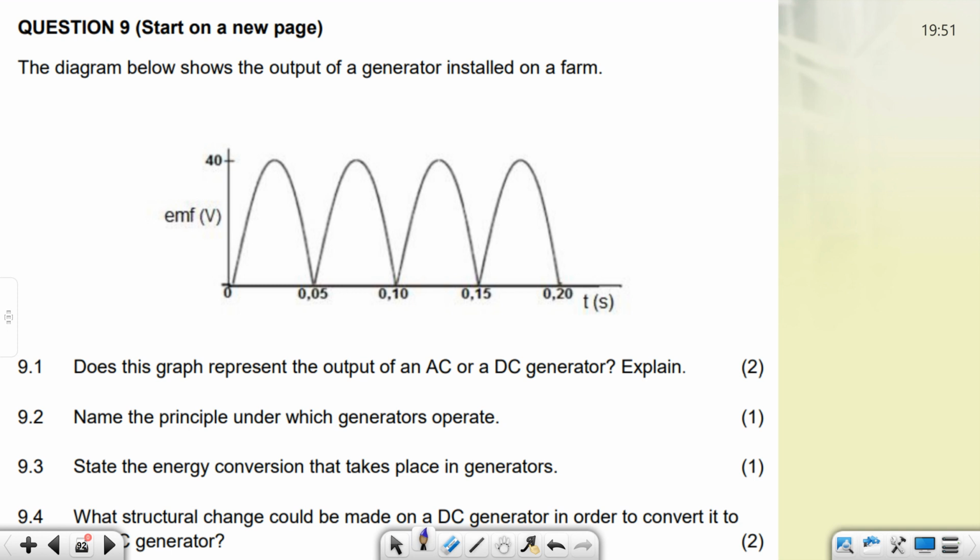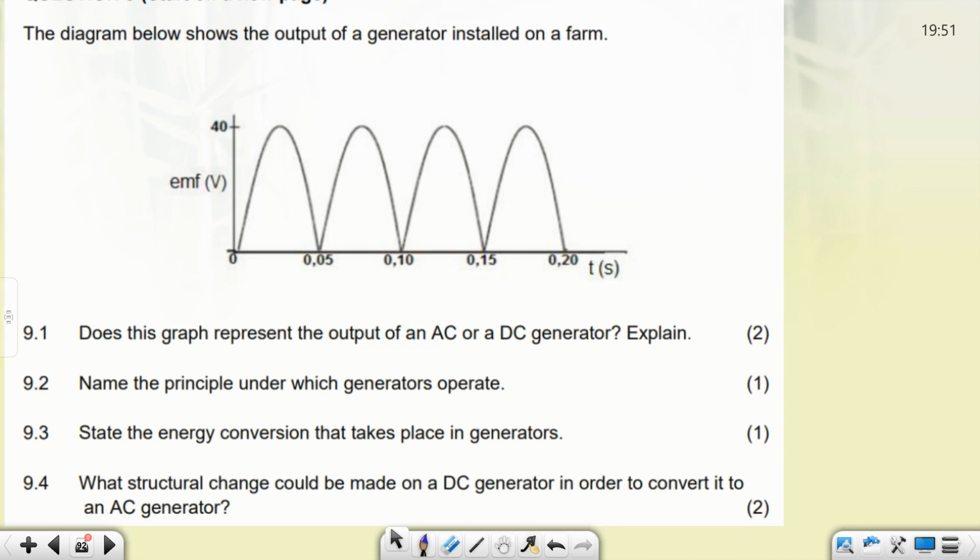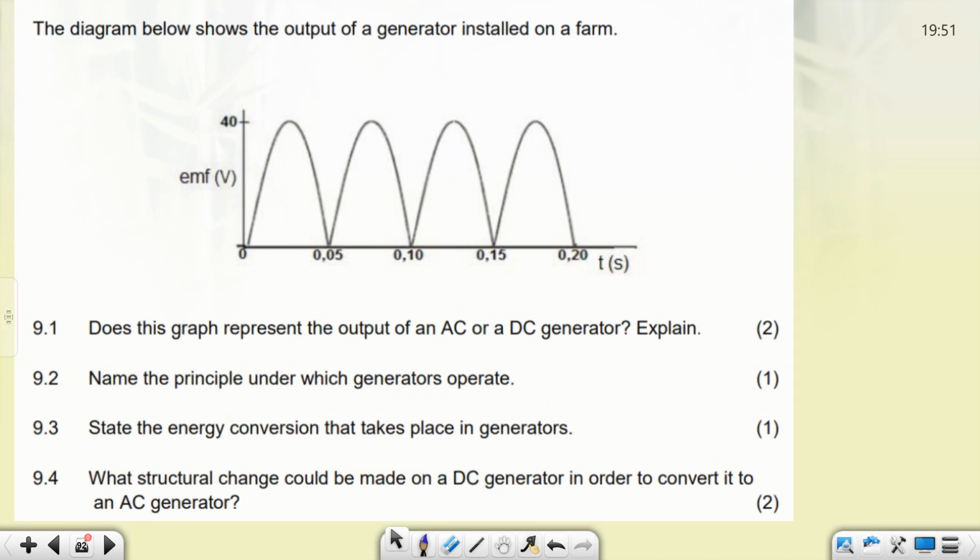The diagram below shows the output of a generator. Guys, if you look at this graph, what type of generator is this? Quickly. It's a DC. Explain. Voltage is in one direction because it's voltage on the Y axis. You'd see that. If it was an AC, then it would have been that.